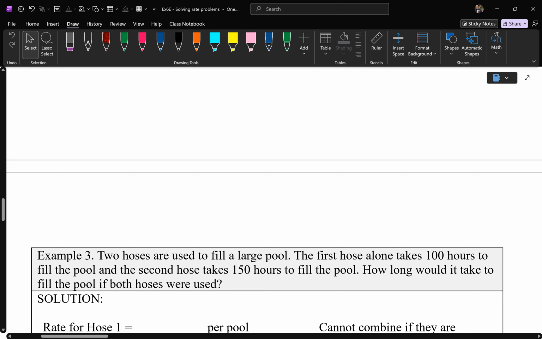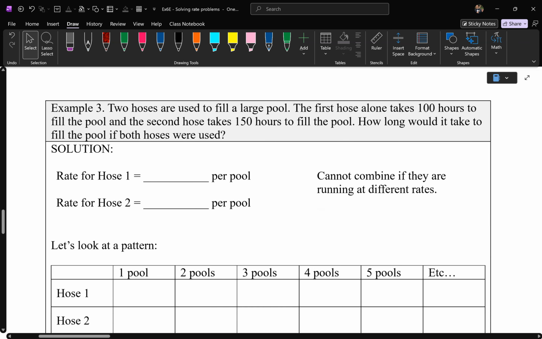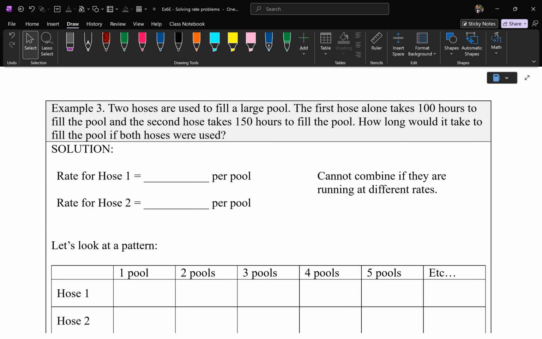So I'll read out the problem to you. There are 2 hoses used to fill a large swimming pool. Okay, so you've got a pool in the backyard, but you've got 2 hoses. The first hose takes 100 hours to fill the pool normally by itself. The second hose will take 150 hours to fill the pool by itself. But what if I turned on both hoses and put them into the pool? How long would it take to fill that swimming pool? That's usually the typical question.